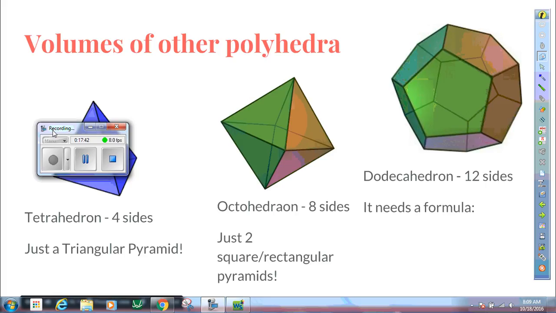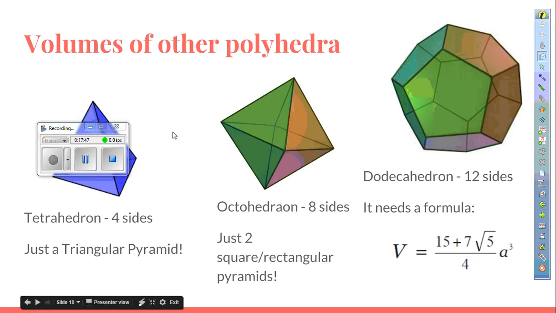So it is, let's see if I can get it to show up. Here we go. So see this? There was definitely some quadratics involved in this, you can see, but 15 plus 7 times the square root of 5, all divided by 4, times a to the 3rd power.